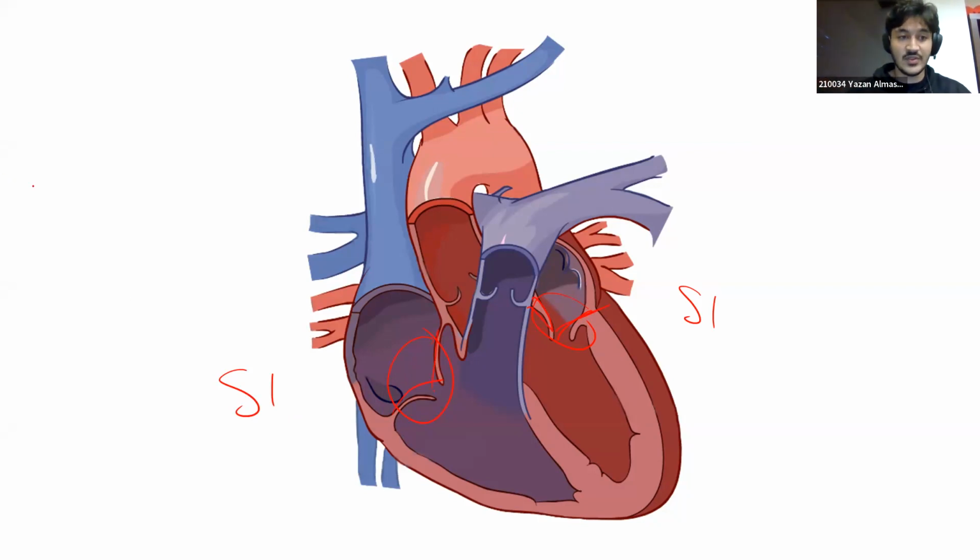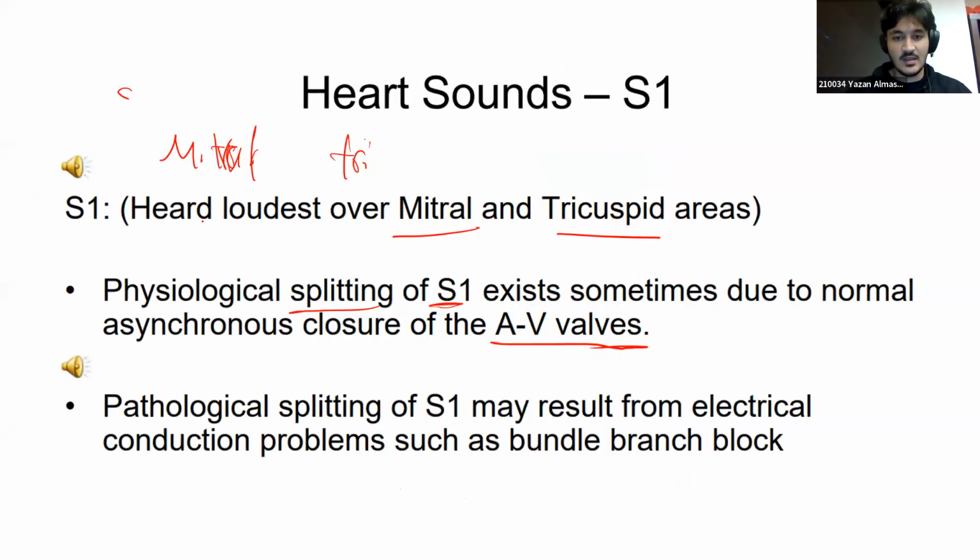So we have 2 different S1s. We're going to hear S1 from the mitral valve, then S1 again from the tricuspid valve, then we're going to hear S2. Don't overthink it. Just one valve closes before the other for any reason. It can be normal, which is physiologic, or it could be abnormal. Before I explain the pathologic, does the splitting make sense? Yes? Perfect.